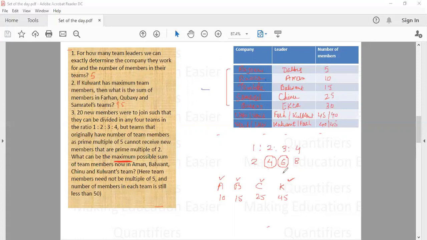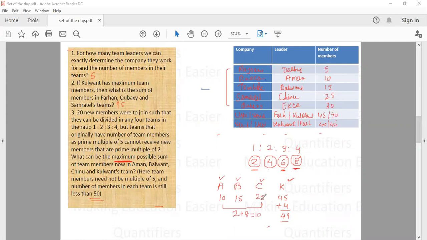But if I take 6 members in Kulwant's team, then the number of members in his team will be 51. But it says the number of members in each team is still less than 50. That means Kulwant cannot have 6 members added to his team. So Kulwant's team can have only a maximum of 4 members added. In that case, it will be 49. And these 2 numbers, 2 and 8, can be added to any of these three teams, right? Any 2 of these 3 teams can have this 2 and 8 in their teams. So 2 plus 8 is 10.